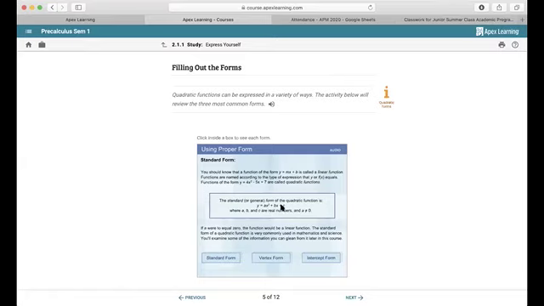Okay? If a is 0, it's a linear function. It's just bx plus c or ax plus b, right? Doesn't really matter. As long as a is not 0, this is our standard form for a quadratic function.